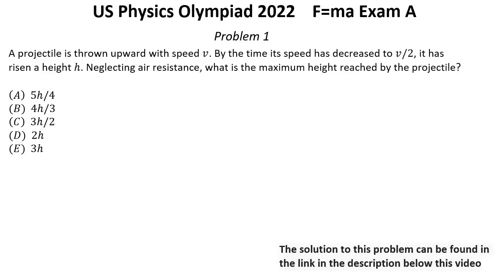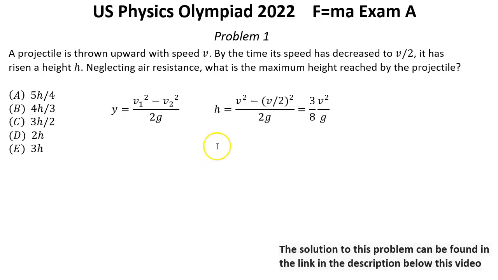Solution for problem number 1. Here we can use the regular kinematic formula for height. Height y equals initial speed squared minus final speed squared, divided by 2g. In the first case the initial speed is v and the final speed is v over 2. So h equals 3 over 8 v squared over g.